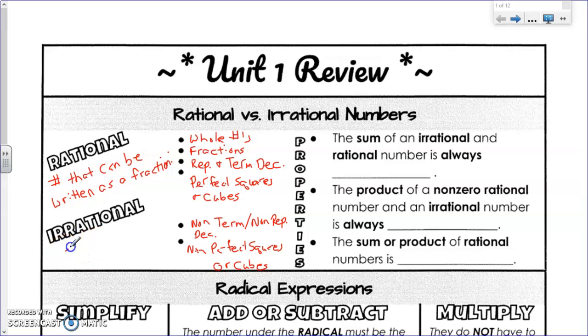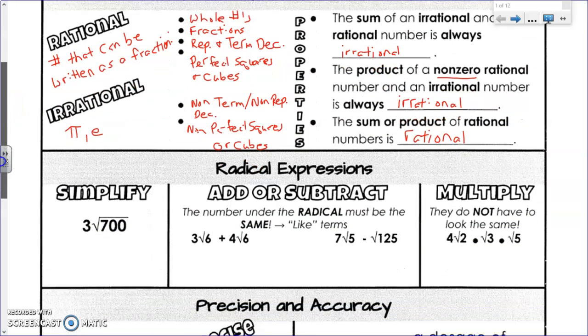And then remember, pi and e are two known ones. The sum of an irrational and rational number is always irrational. The product of a non-zero rational and an irrational number is always irrational. Remember, if you have irrational in the problem, it's going to come out irrational unless it's multiplied by 0. The sum or product of rational numbers is rational. Okay, so that's part of what you need to know.